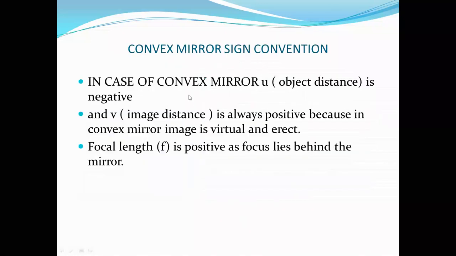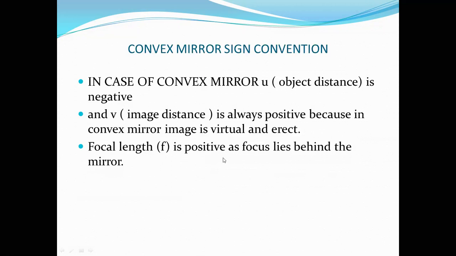Now, in case of convex mirror, U, called object distance, is negative. V, called the image distance, is always positive because in the convex mirror, image is virtual and erect. Virtual and erect means anything which is forming behind the mirror. So in case of convex mirror, image is always formed behind the mirror. Remember this point. Image is always formed behind the mirror. So the image is always virtual and erect.